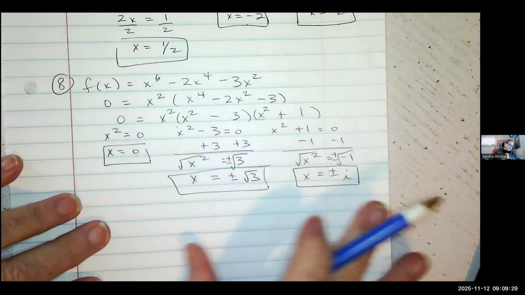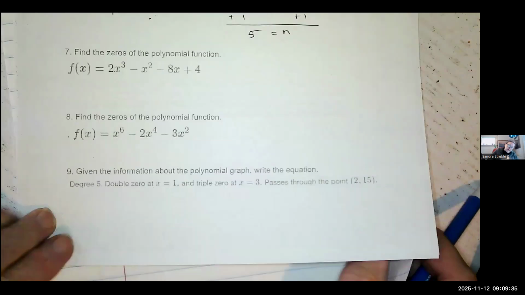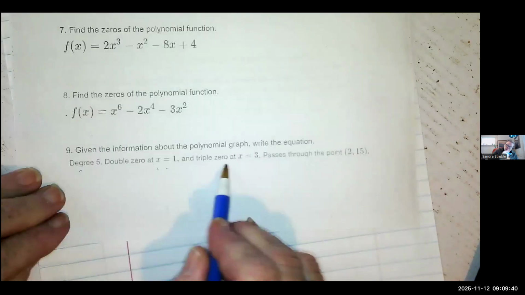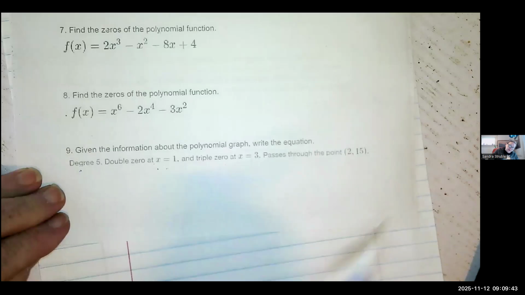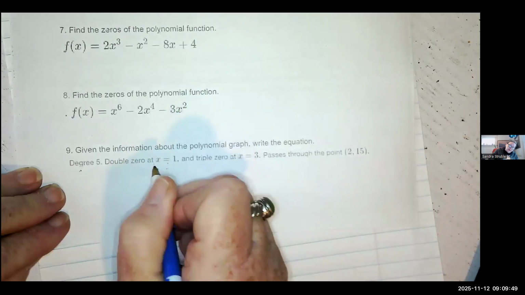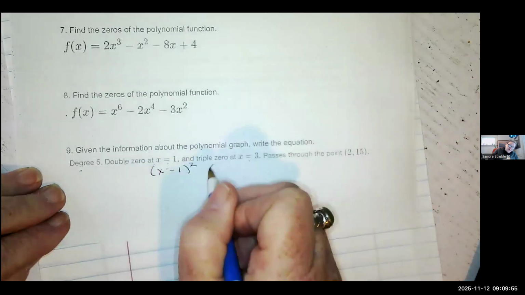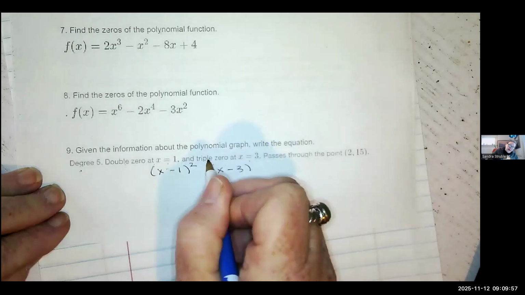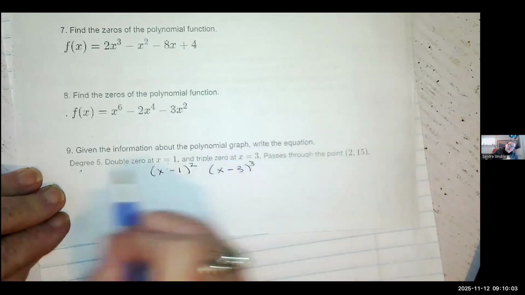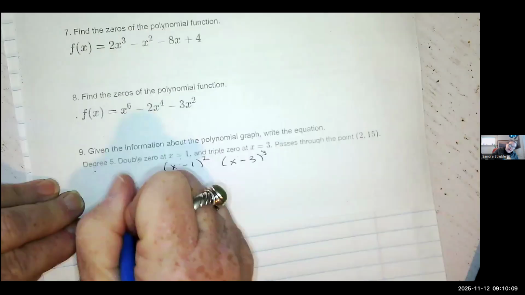The next one is, given the information about a polynomial graph, write the equation. We've got a degree of 5, doubling of x at x equal 1, triple at x equals 3, and passes through the point (2, 15). So set these each equal to 0. So this is going to be x minus 1, and it's doubled, so squared. And we have x minus 3, and it's tripled. There we go. And that gives us a degree of 5 when these are added. And it passes through the point (2, 15). So I'm going to write my equation real quick, and we're going to look for our a.